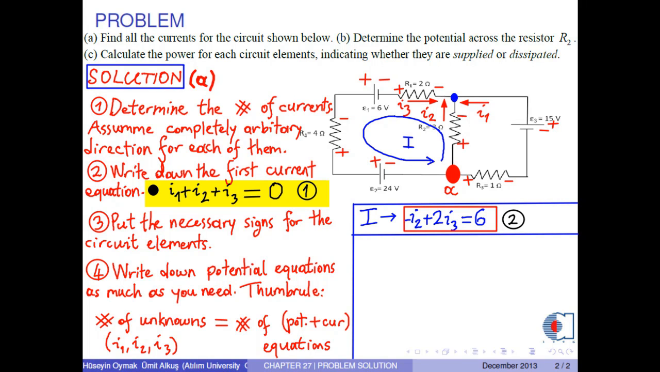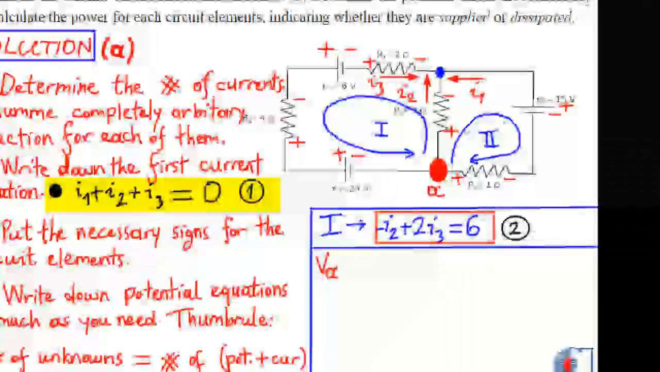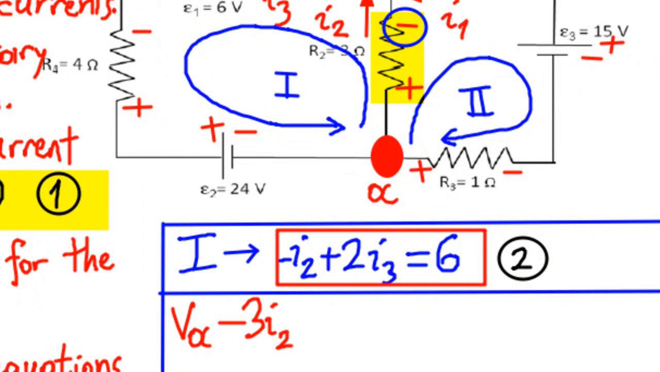In order to find the last voltage equation, we use path 2 to go from A to reach A. Now the first voltage is VA. And for resistor R2, we take the upper sign, which is negative, and the voltage is calculated as 3 ohms times current I2.